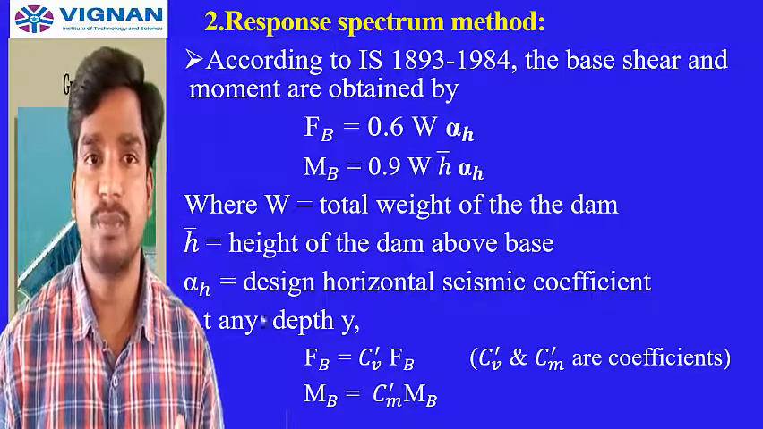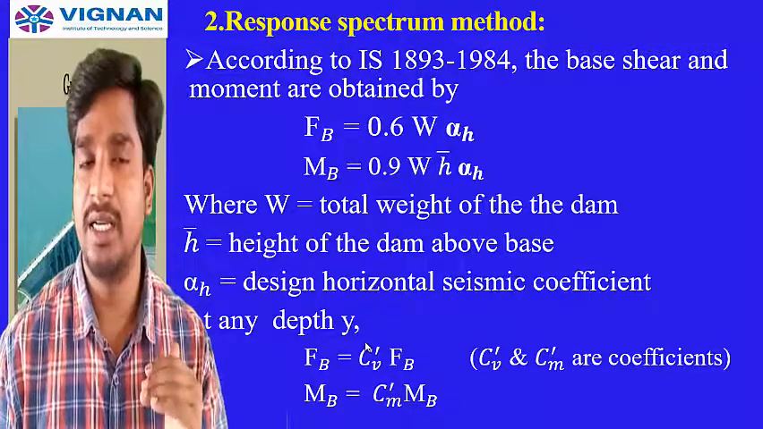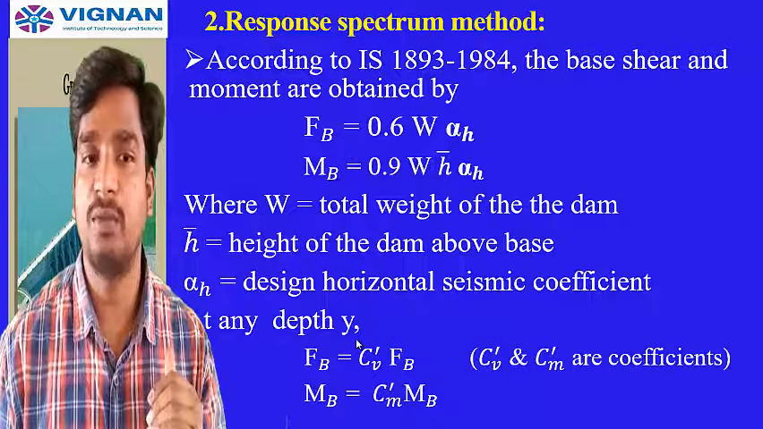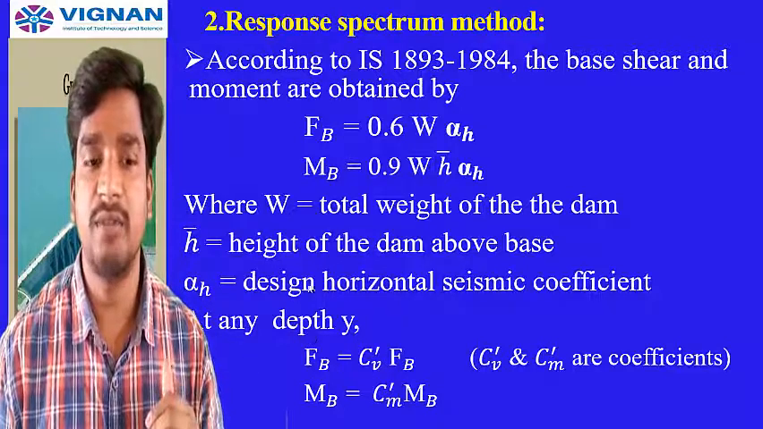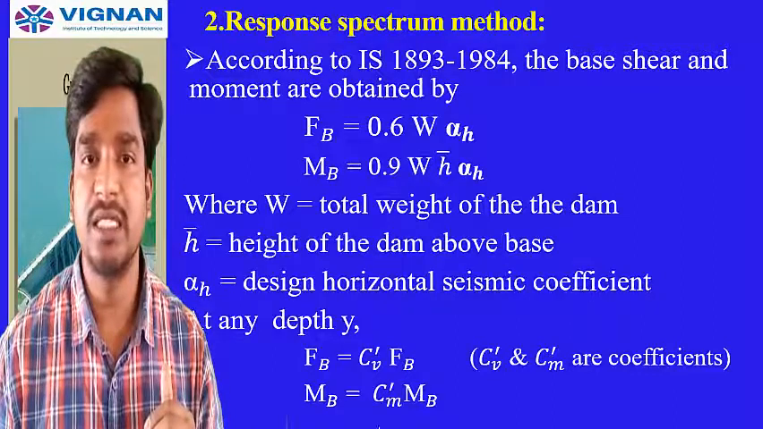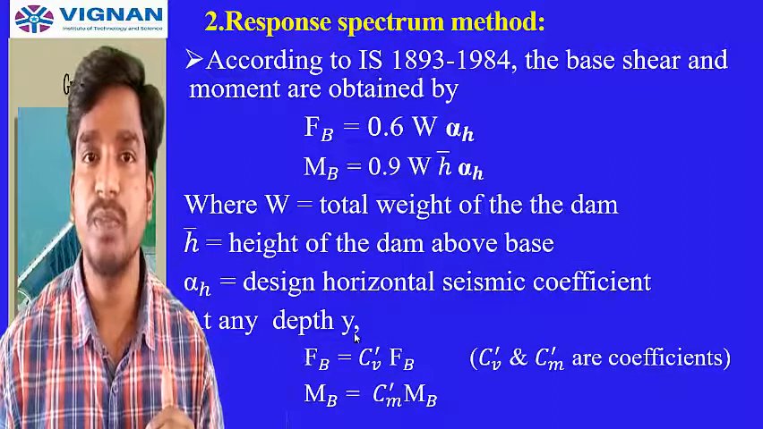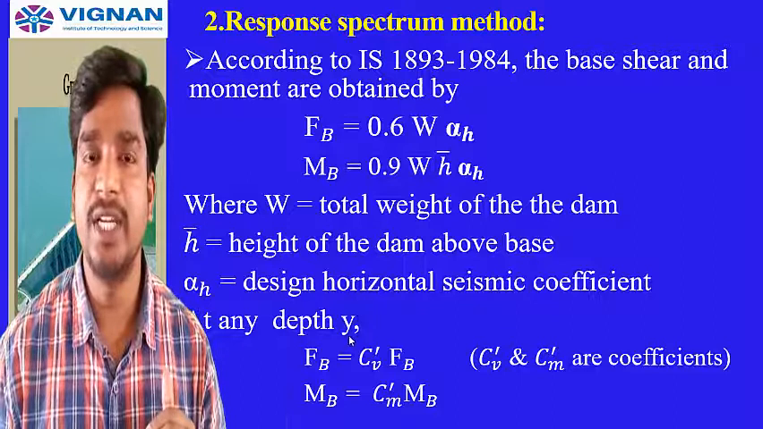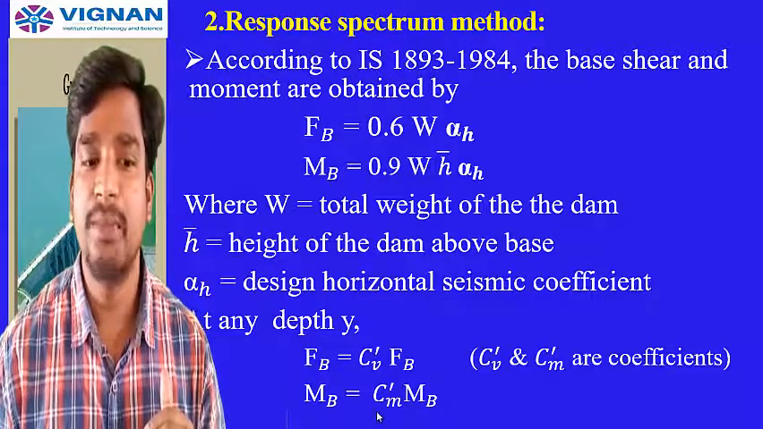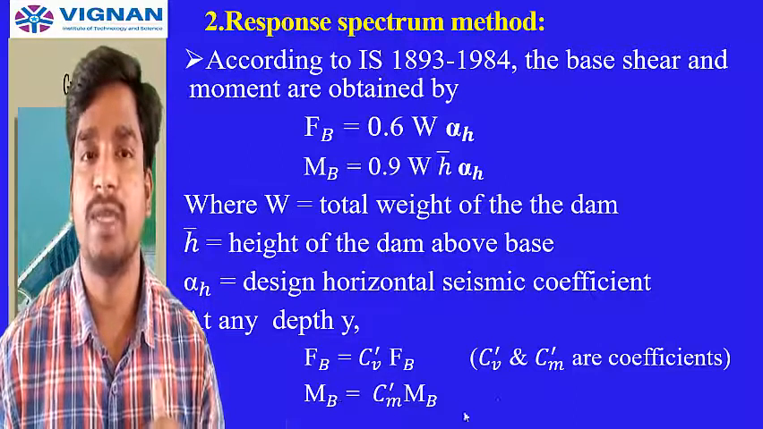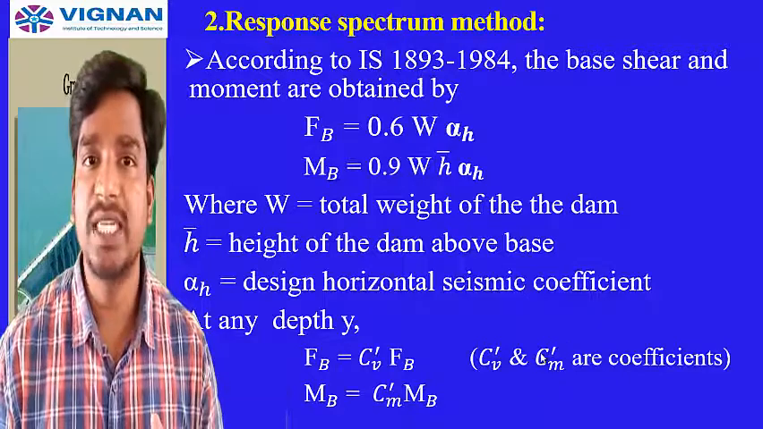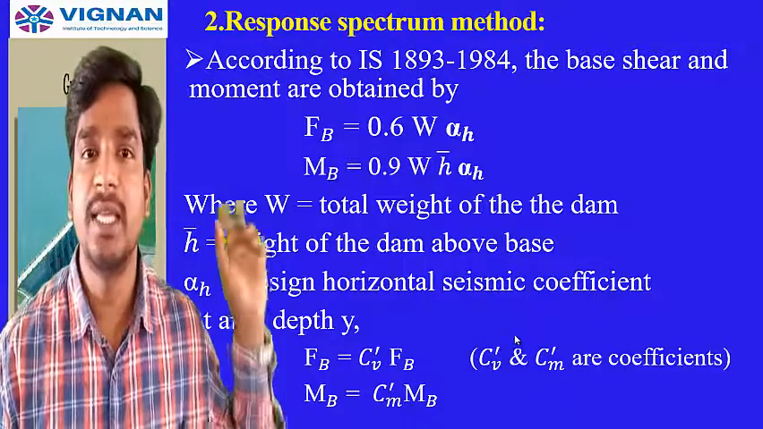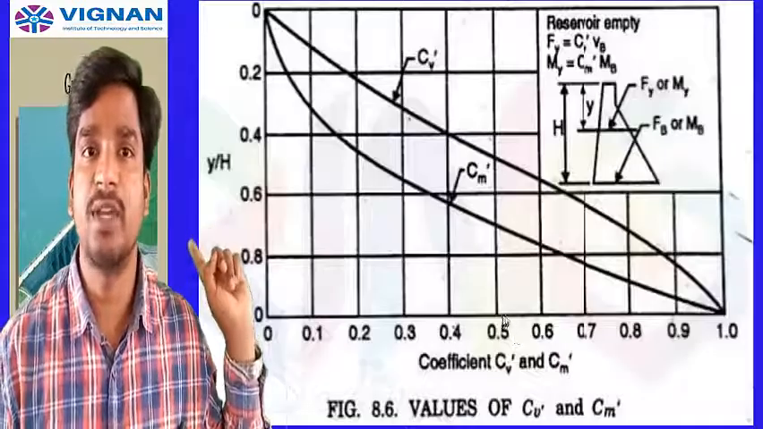So for any depth, if you want to calculate the force at a certain depth, using the response spectrum method we have two equations: FB is equal to CV dash into FB, whereas MB is equal to CM dash into MB, where CV dash as well as CM dash are the coefficients which can be computed by using the figure. The graph here you can see.